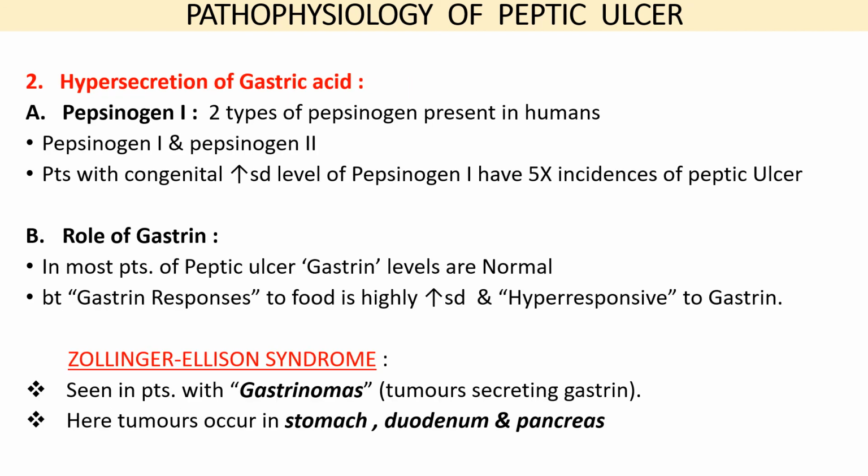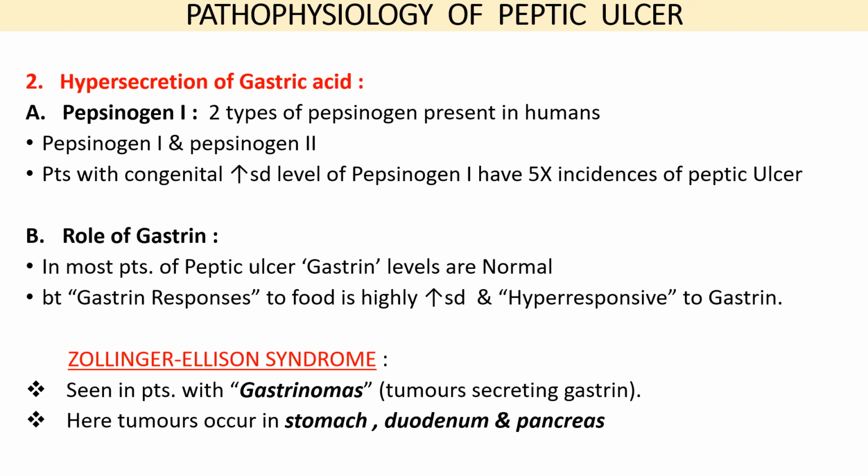The next cause for the development of peptic ulcers is hyperacidity or excessive secretion of gastric acid by the stomach. The human body produces two types of pepsinogen, pepsinogen 1 and pepsinogen 2. It has been found by research that patients with congenitally increased levels of pepsinogen 1 have 5 times more incidence of suffering from peptic ulcer. In other cases, patients develop a hyperresponsive state to the hormone gastrin, and thus a little gastrin also produces a tremendous amount of HCl and ultimately the development of peptic ulcer.